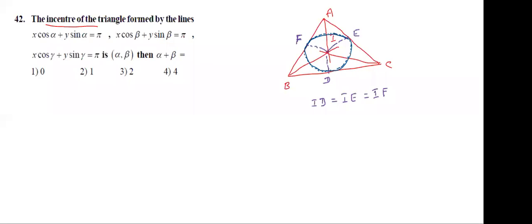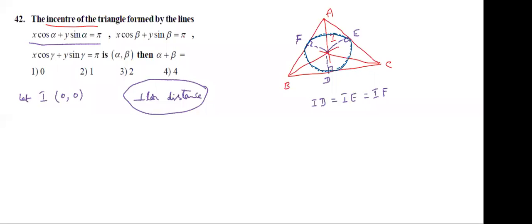Okay. The in-center of the triangle formed by the lines, and these lines are perpendicular. Now see here, suppose we take the in-center as the origin. Find the perpendicular distance from the in-center to a side, to any side. I am going to find the perpendicular distance from the origin to any side of the equation. First see this.